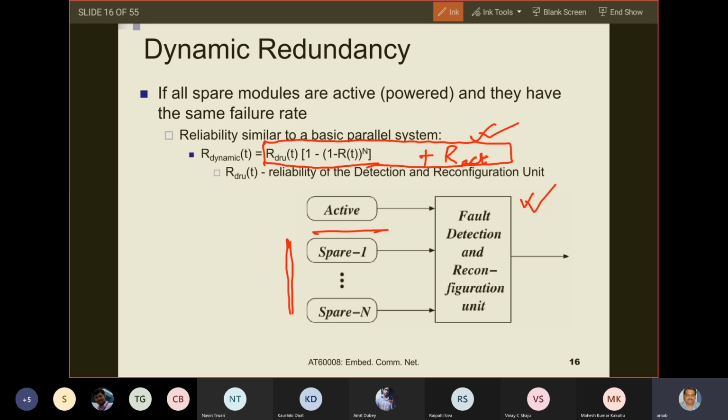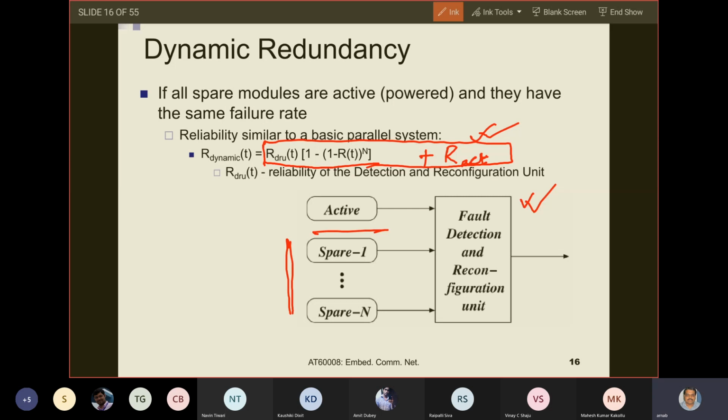See, what is R act saying? R act is the reliability of this one. So R act tells me the probability that the active module will work correctly. This probability will always be there in the system reliability. Now, in the case in which R act fails, the probability that that failure will be detected is RDRU.